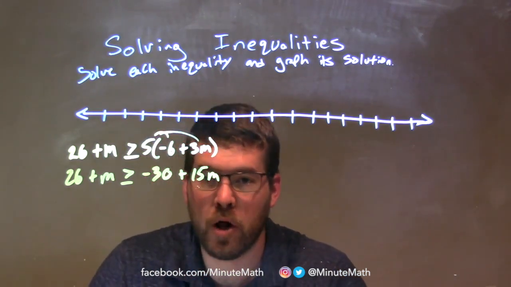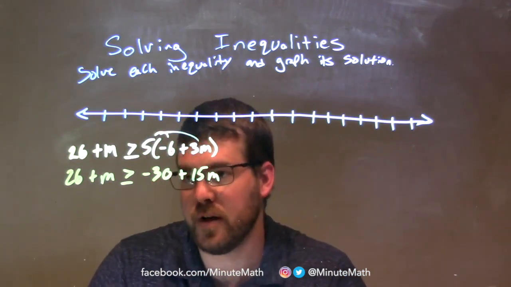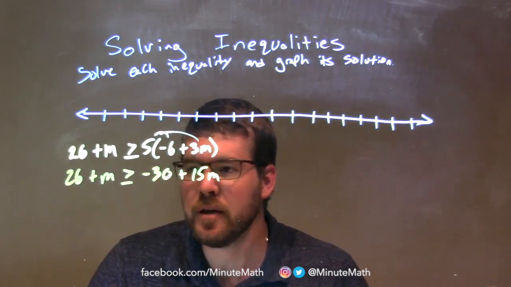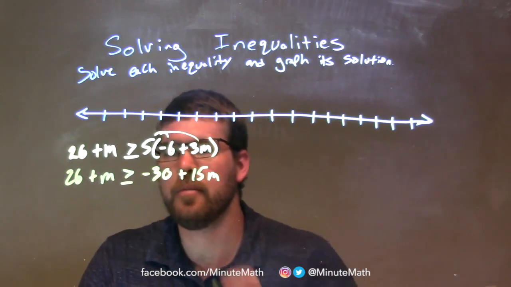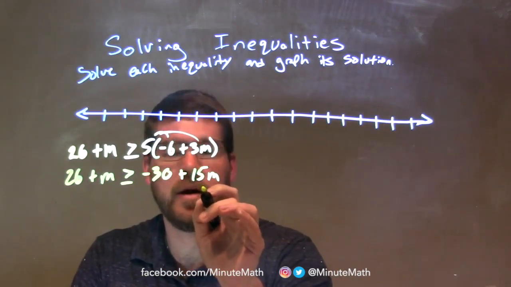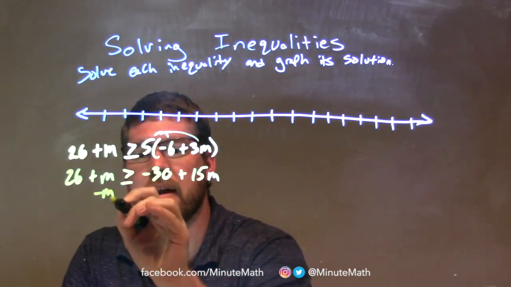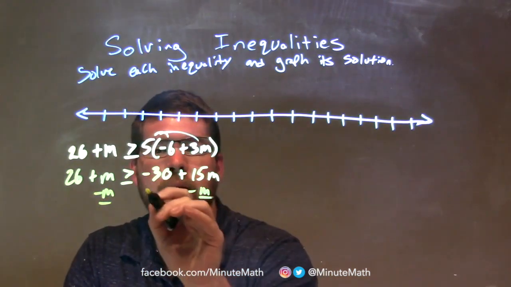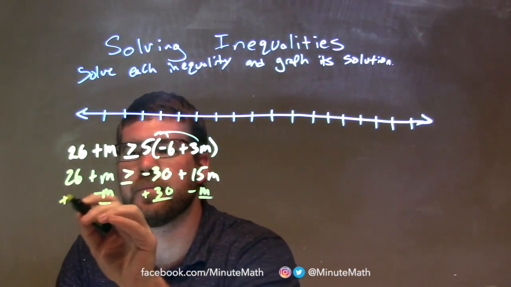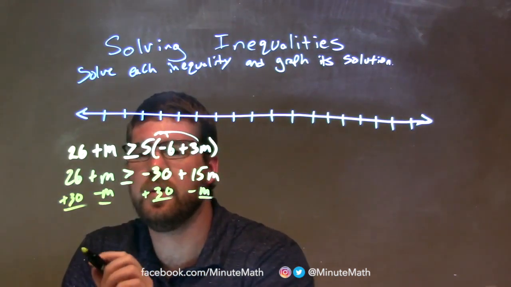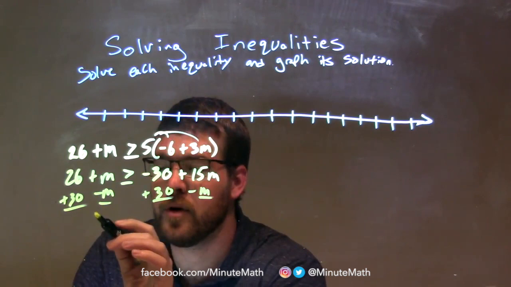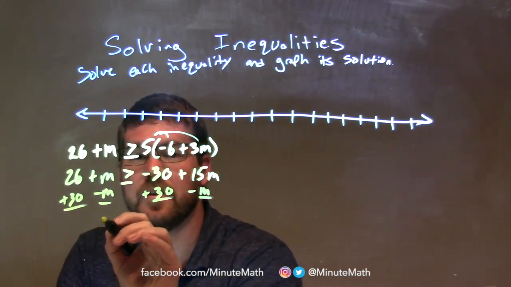So now we're going to bring all of our m's together and all of our numbers together. What I actually find a little easier, it's up to you how you want to do it, I'm bringing the m's to the right this time and the numbers to the left. So I'm going to subtract an m here. I'm going to add a 30 here. This leaves me, on the left-hand side, the m's cancel, right? And 26 plus 30 is 56.